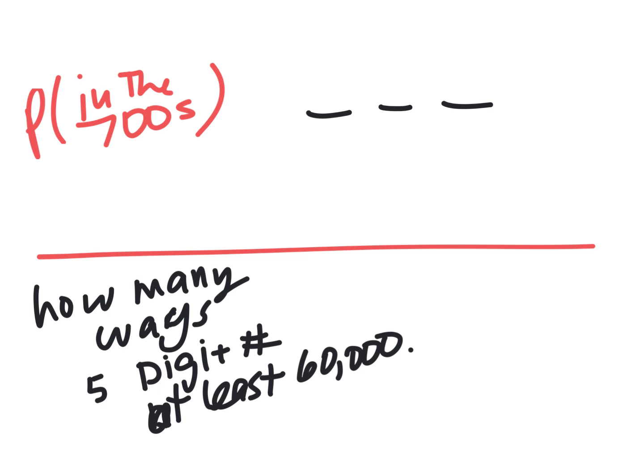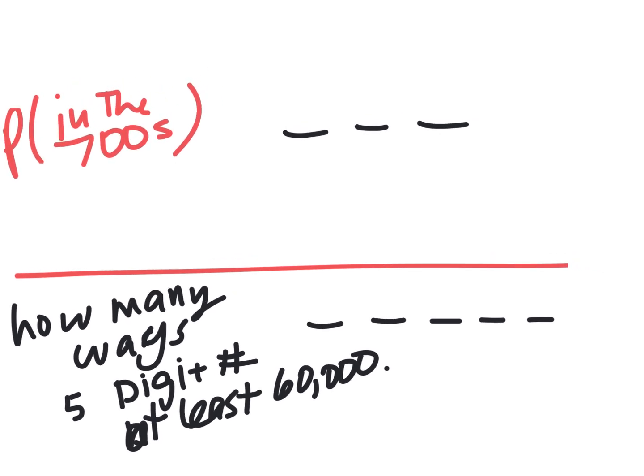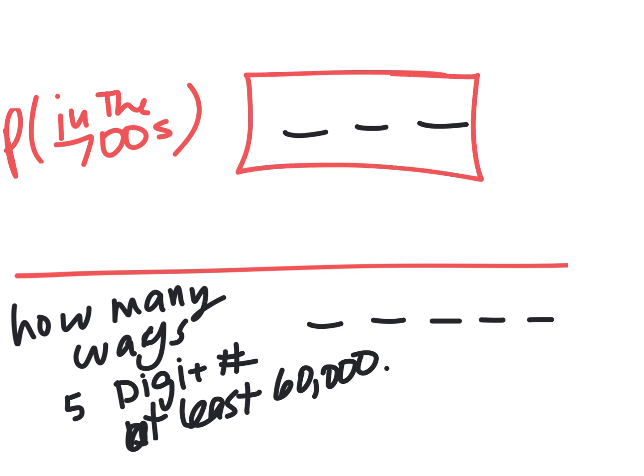If it's a 3-digit number... both of these problems, no wait, the first problem was 3 digits, the second one was 5 digits. Then when you do it with blanks, you should use how many choices you have. If this number was going to be in the 700s, how many choices do I have for this digit right here?